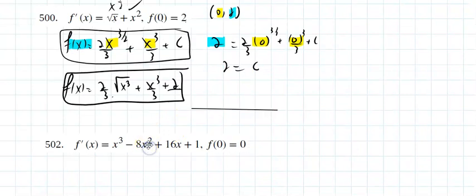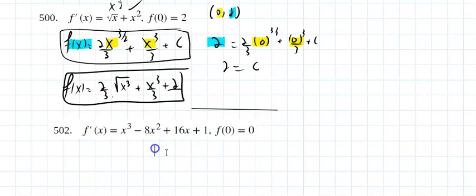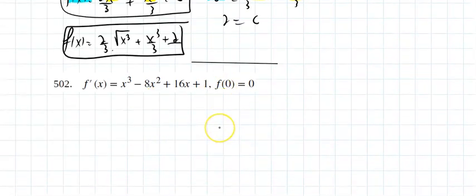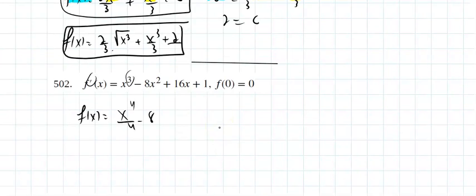Here's another one. Same deal. They tell us what the derivative is. Find me f of x. So f of x, or capital F of x, however you want to say it, but that's a derivative. Add 1 to the power, divide by that, x to the 4th over 4. Ignore the 8, x cubed. Add 1 to the power, divide by that. 16. Add 1 to the power, divide by that.